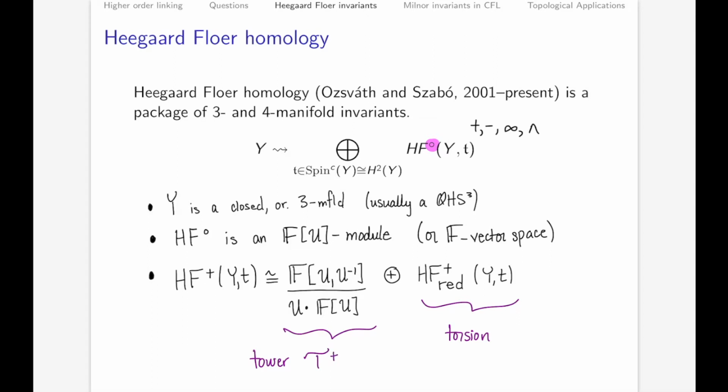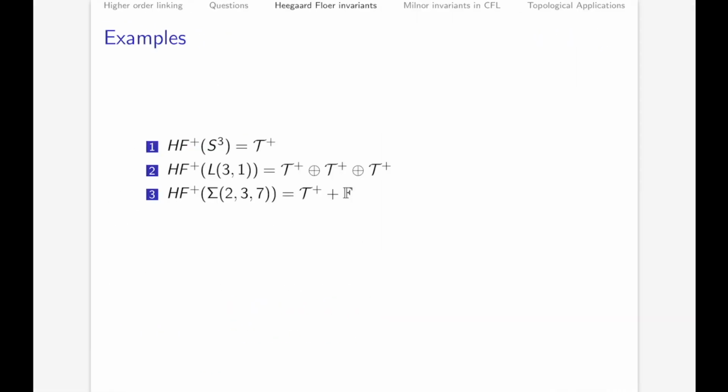Let's take a look at a couple of examples of Floer homology. So the first example is always the three-sphere. The three-sphere has Heegaard Floer homology that's just a single tower. We could also look at the lens space L(3,1). L(3,1) has no torsion, but it has three towers. And that makes sense because the first homology of L(3,1) is Z mod 3, so you would expect that there would be three summands, one for each of the three spin C structures.